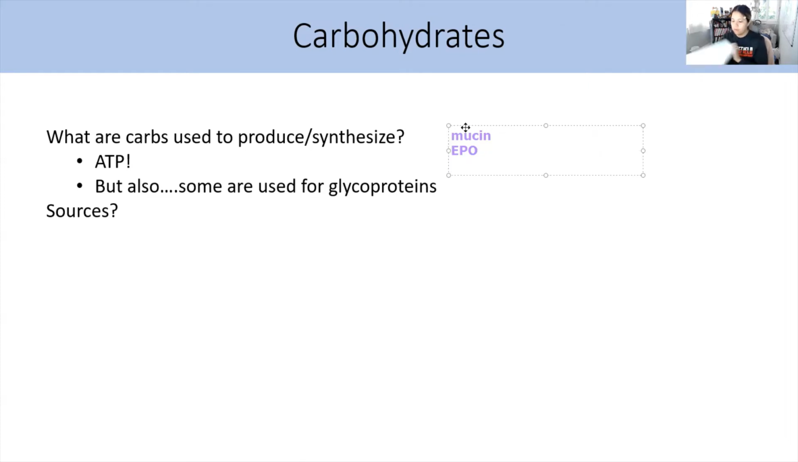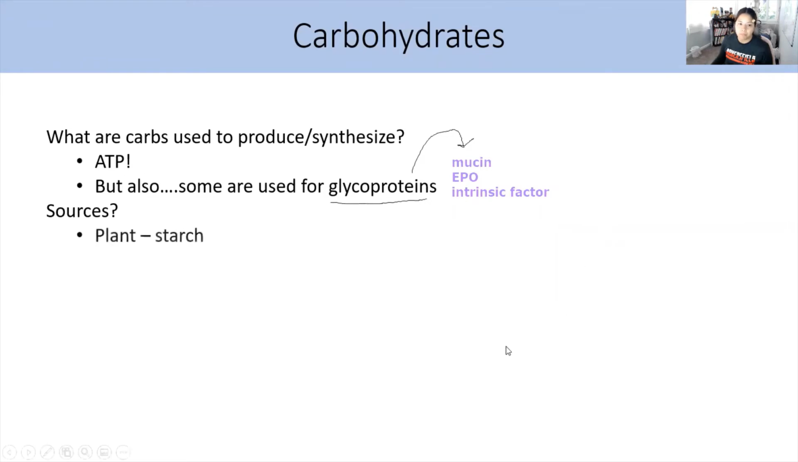And then also, let me see if I can remember without looking at my notes. It was mucin, EPO, and intrinsic factor. Remember that intrinsic factor is essential for vitamin B12 absorption. So mucin, EPO, and intrinsic factor, these are all glycoproteins. So we use carbohydrates that we eat. We break that down into glucose to make ATP, but also those sugars are also used to make some glycoproteins as well. Where we get carbohydrates, our sources are from plants.